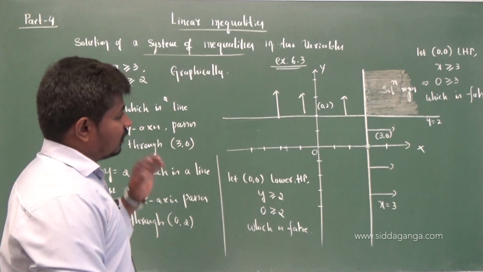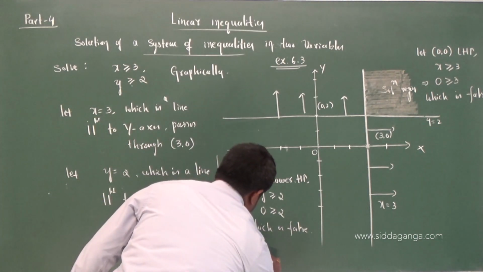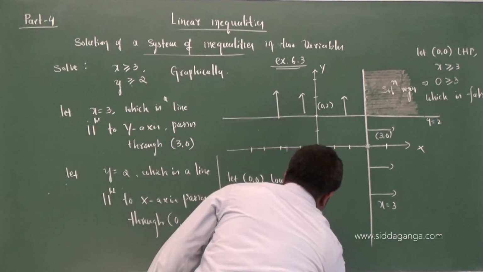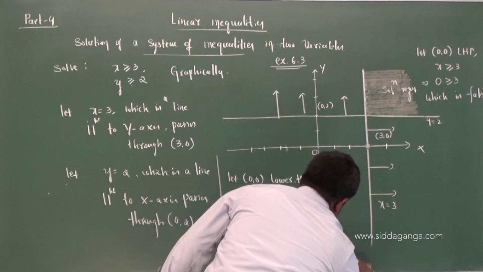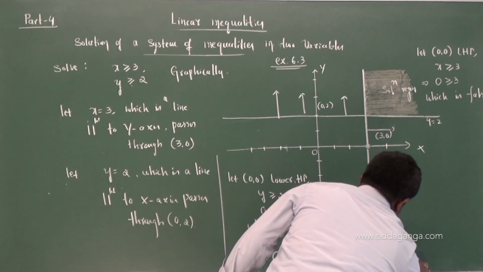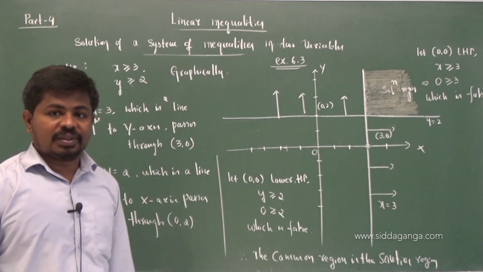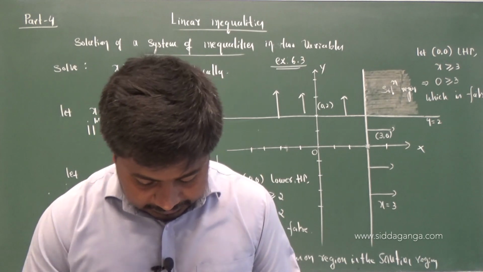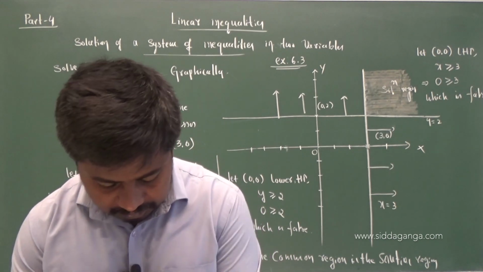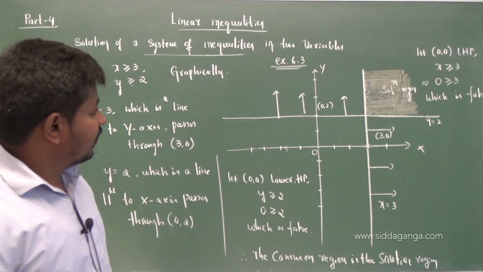So at last, the conclusion is what? Hence, therefore, the common region is the solution region. You have to mention this; the conclusion is very important. The common region is the solution region. Okay students, hope you got this right. Let's move on to the second one, very important for 5 marks.